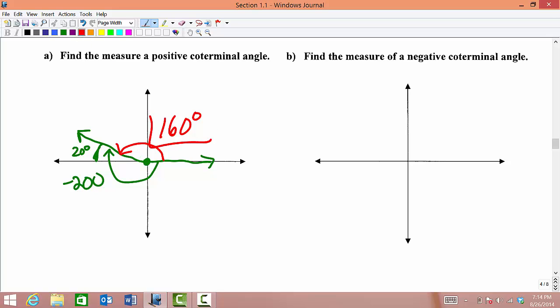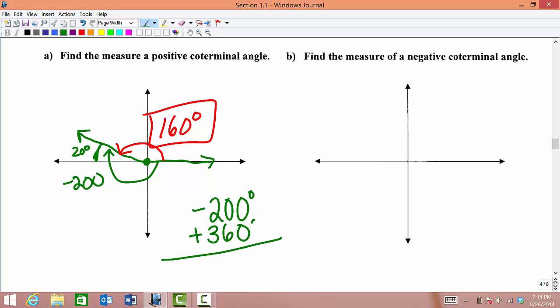How else could we come up with this 160 degrees? We could take our original angle, negative 200 degrees, and we went in the positive direction to find our new angle. So we would add 360 degrees, and that would give us a positive 160 degrees as our coterminal angle.